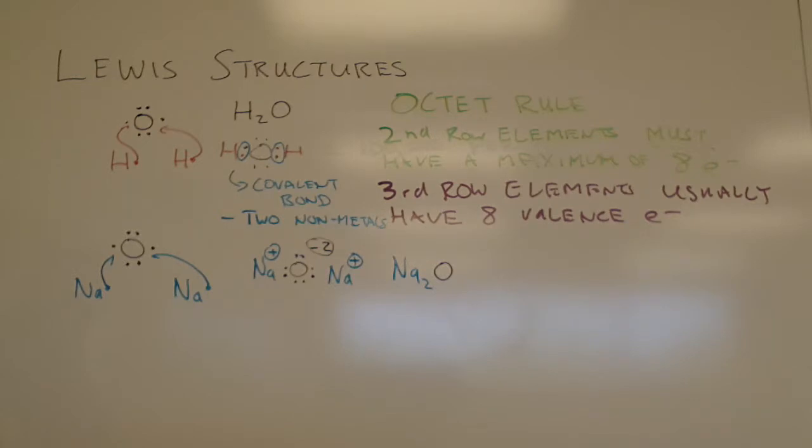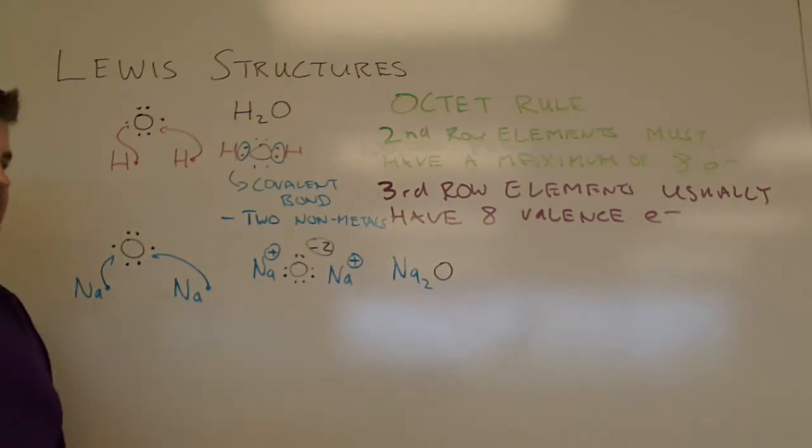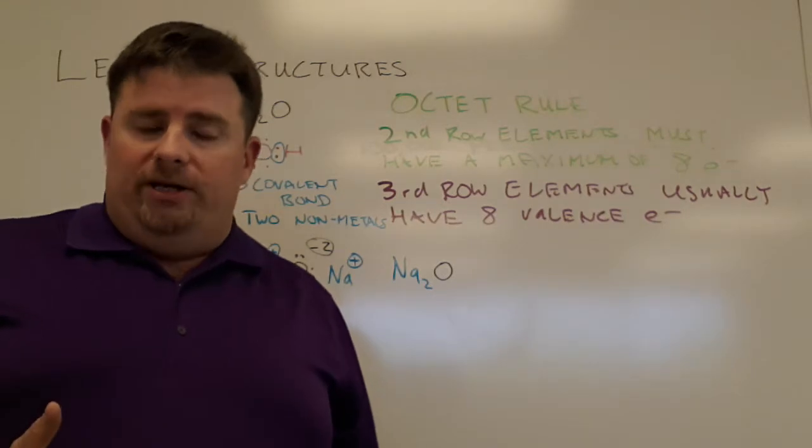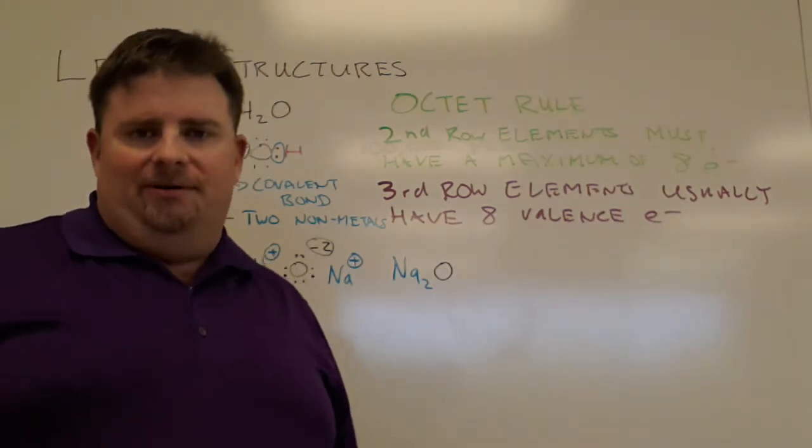So those are basic Lewis structures. The rules are actually very simple here. And for these rules, we look at this and we say, okay, doesn't seem so hard. Well, let's try a more complex example. See what you think about that one.